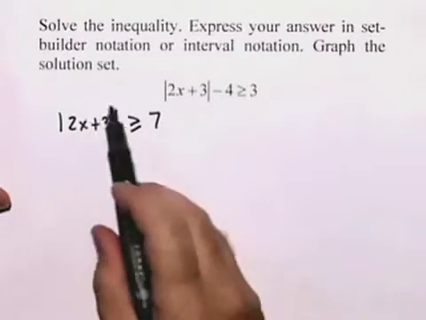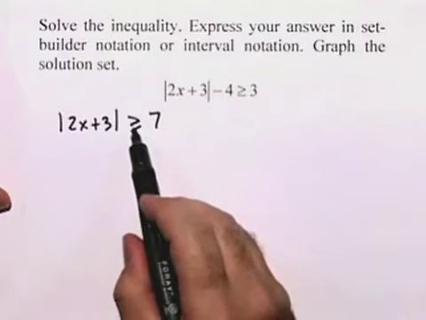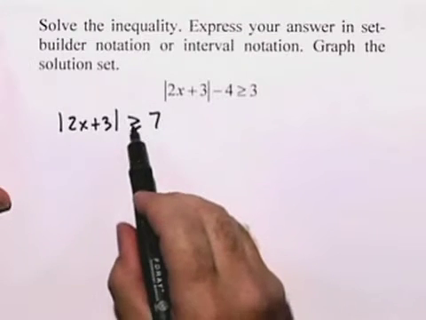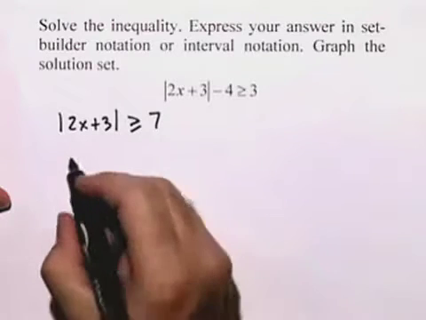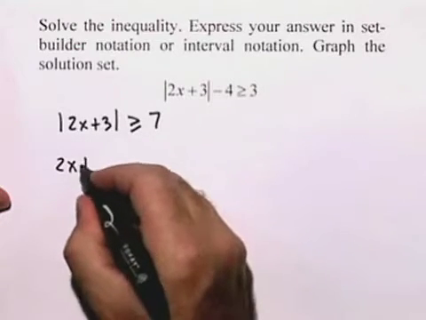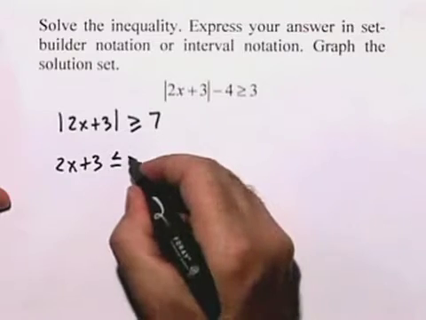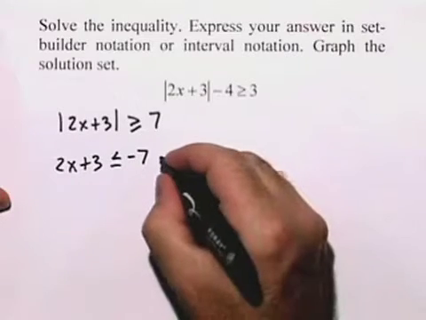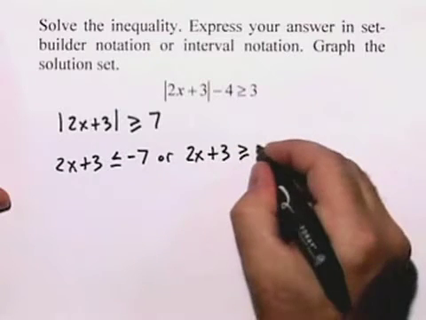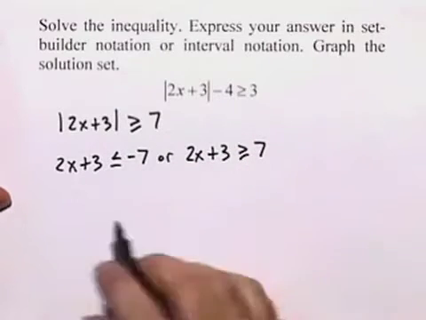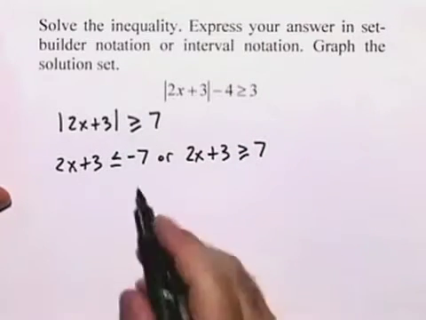Now that we've isolated the absolute value portion, and we see that the absolute value inequality involves a greater than, we're going to split this up into two linear inequalities. We'll have 2x plus 3 less than or equal to negative 7, or 2x plus 3 is greater than or equal to positive 7. We're going to solve these two linear inequalities.